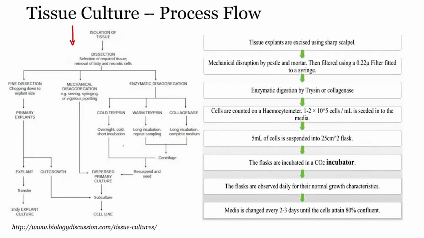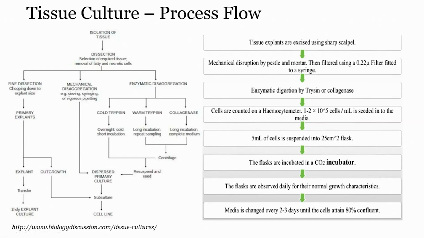So, for cold trypsin we have to put it overnight in cold, short incubation. This warm trypsin is long incubation and we have to repeat sampling, while the collagenase is long incubation in complete medium, and then it has to be centrifuged. This has to directly go to resuspension seed and then it goes to the dispersed primary culture followed by subculture and cell line, right. So, this is how the tissue culture process flow is there.